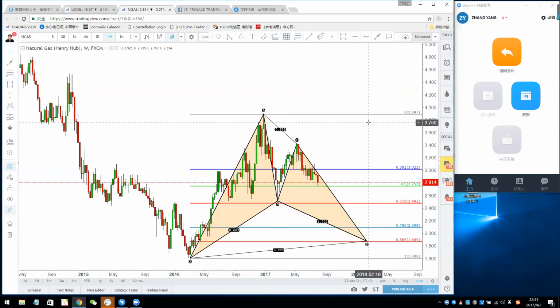How to use financial management in the pattern trade, Jack? For example, the bat pattern. What do you mean? How to use the financial management?